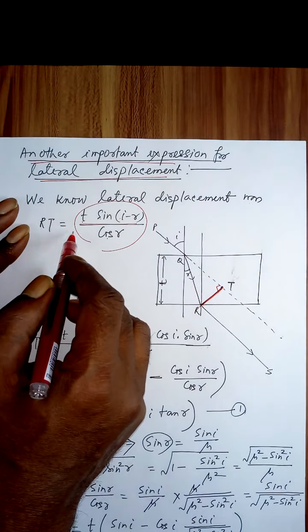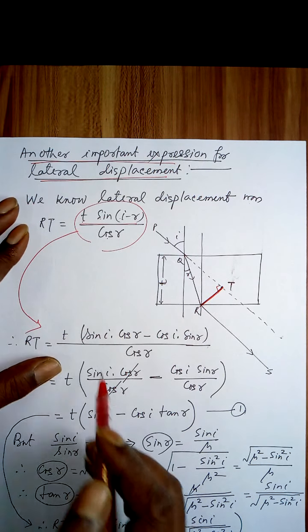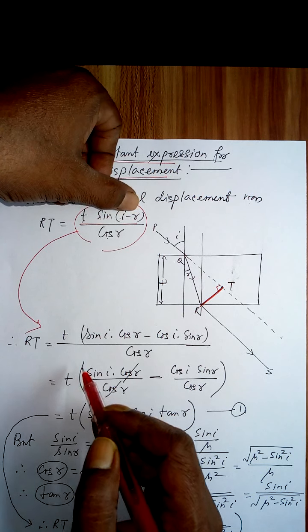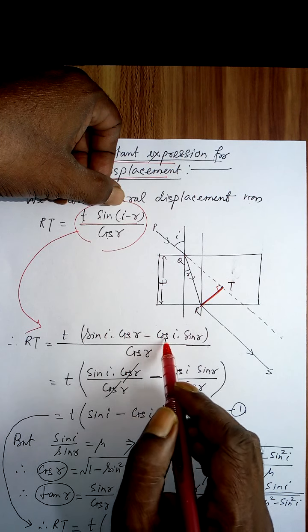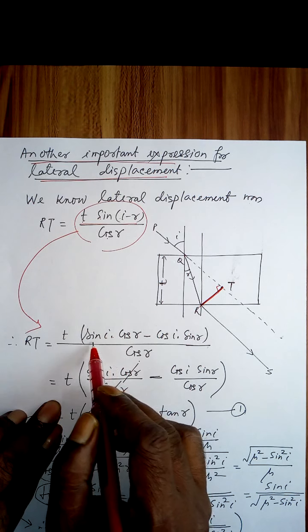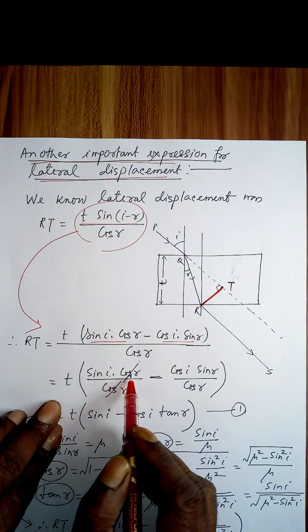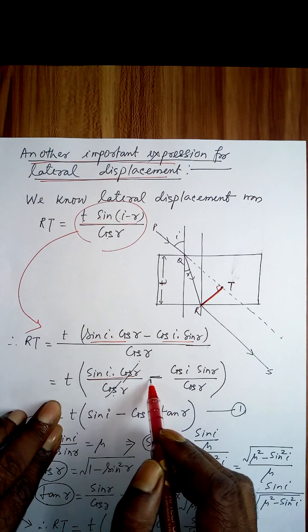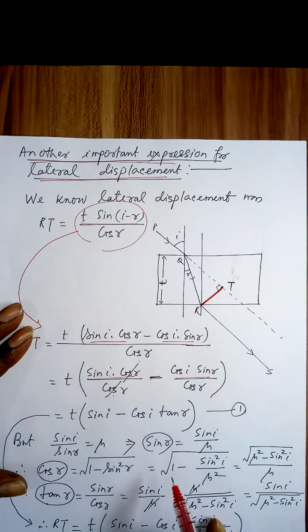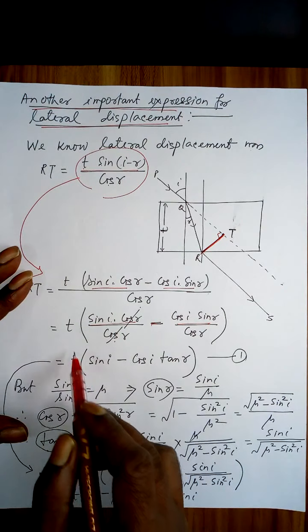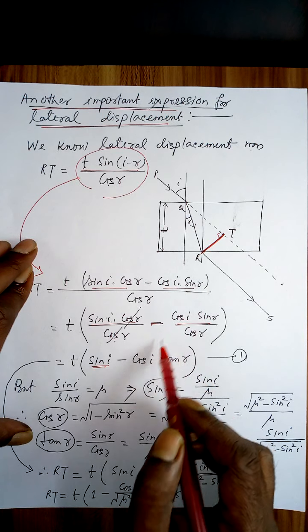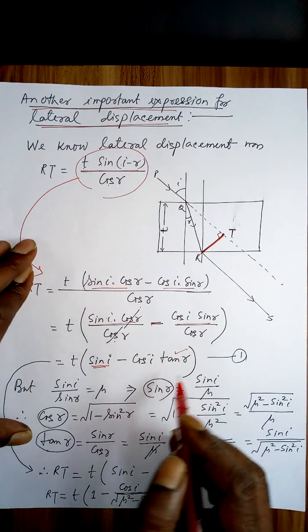Now, let us modify this. Sine of I minus R, that is the sine A minus B expression, sine I into cos R minus cos I into sine R, whole divided by cos R. So I divide cos R with this and with this. So sine I into cos R divided by cos R, minus cos I into sine R divided by cos R. This cos R cancels. So I am left with T into sine I minus cos I. Sine R over cos R is tan R.